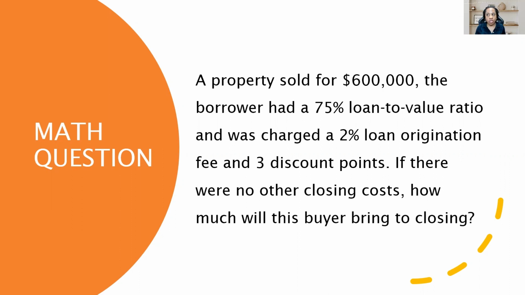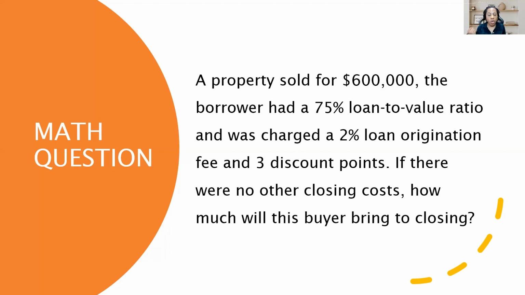A property sold for $600,000. The borrower had a 75% loan to value ratio and was charged a 2% loan origination fee and 3 discount points. If there were no closing costs, how much will this buyer bring to closing? Okay, so first things first, you go back to the last sentence because that's the actual question. If there were no other closing costs, how much will this buyer bring to closing?